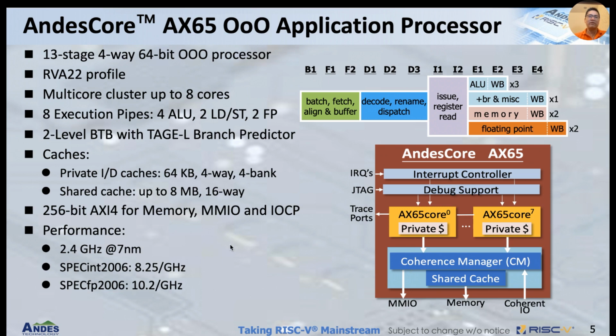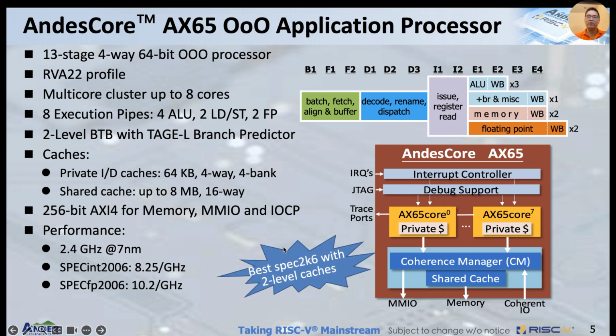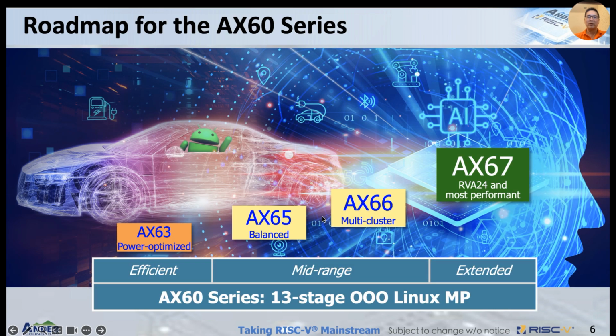Performance-wise, on a 7 nanometer process it can achieve 2.4 gigahertz, and with SPECint 2006, 8.25 per gigahertz, and SPECfp 2006, 10.2 per gigahertz. I believe for the two-level cache microprocessor, in this class of processor, it has the best SPEC 2K6 performance in that class. And already we are planning to release other derivatives of the AX65.